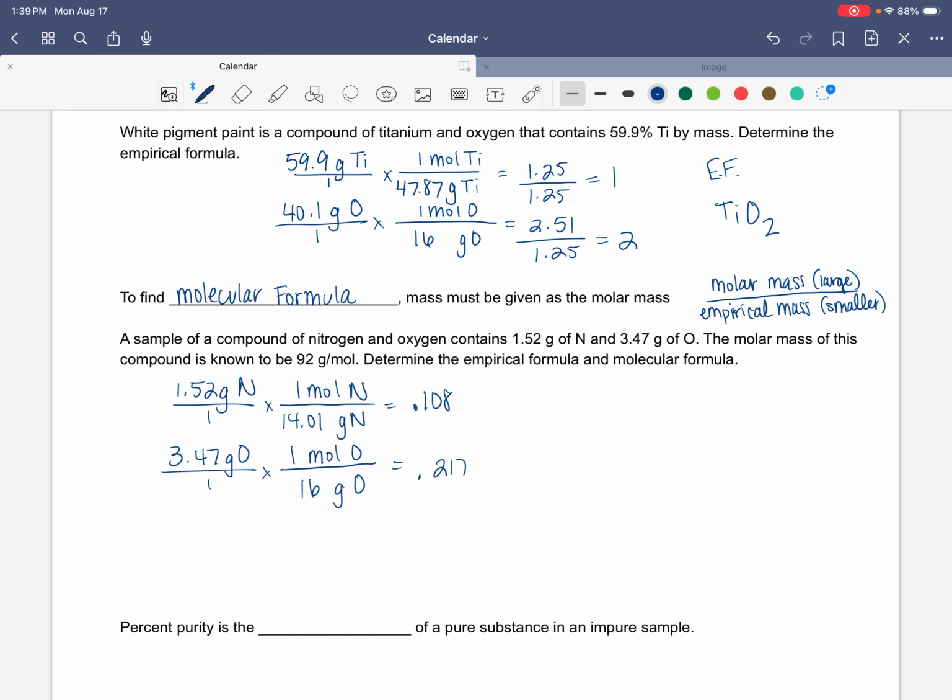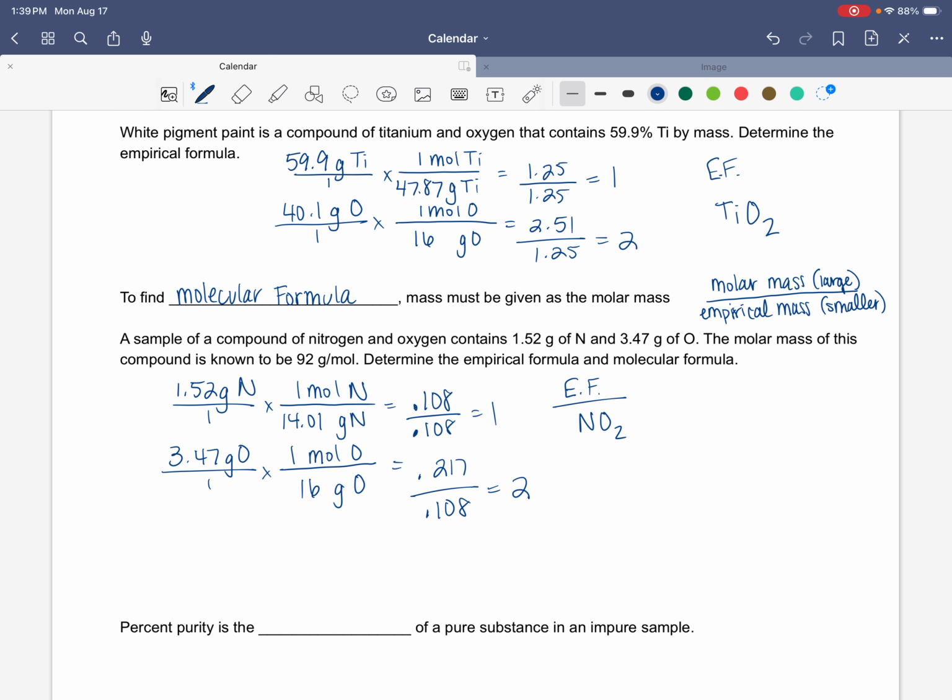Okay, so we did percent to mass, mass to mole. Now we're going to divide by small. So if you look, this is the smaller of our two numbers. We're going to divide each of them by 0.108. So I'm going to get 1 and 2. So I don't need to worry about multiplying till whole, because I already have whole numbers for my empirical formula. So my empirical formula, I'm going to have 1 nitrogen and I'm going to have 2 oxygens. Okay, so that is my empirical formula.